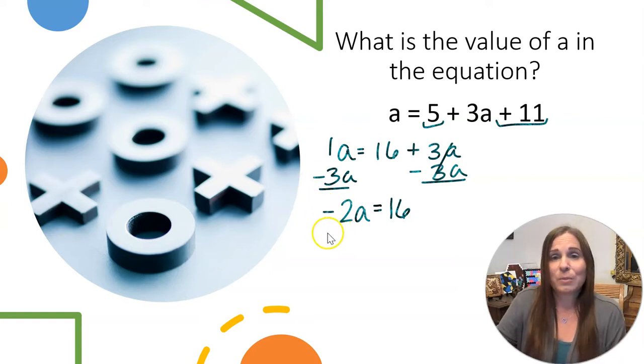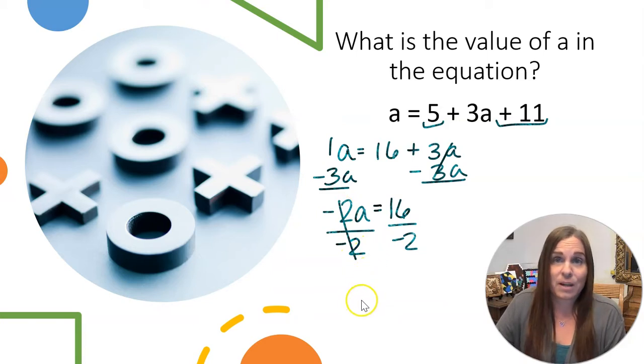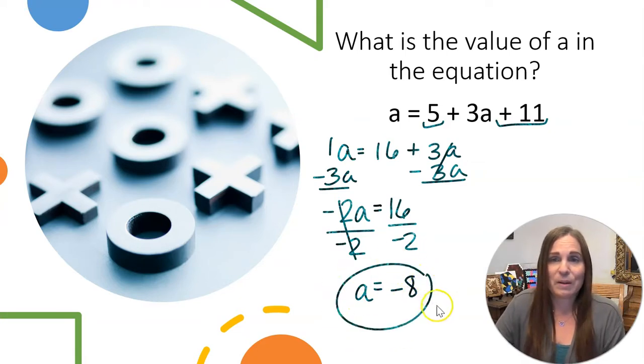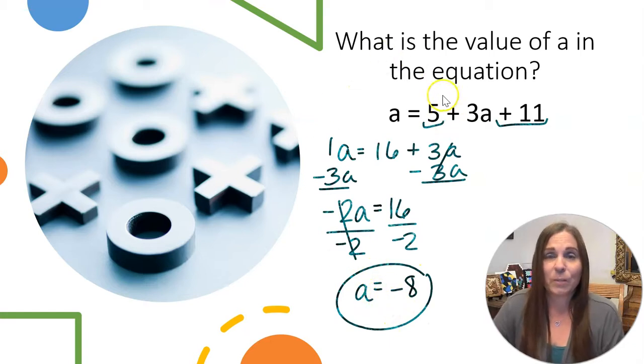So the last step would be to divide by negative 2, divide by negative 2. Any number divided by itself is 1. So I get a equals negative 8. Okay, that would be my final answer. With all of these equations, you can always plug back in and check. If I put a negative 8 in here and I put a negative 8 in here, then the left and right side will be equal.